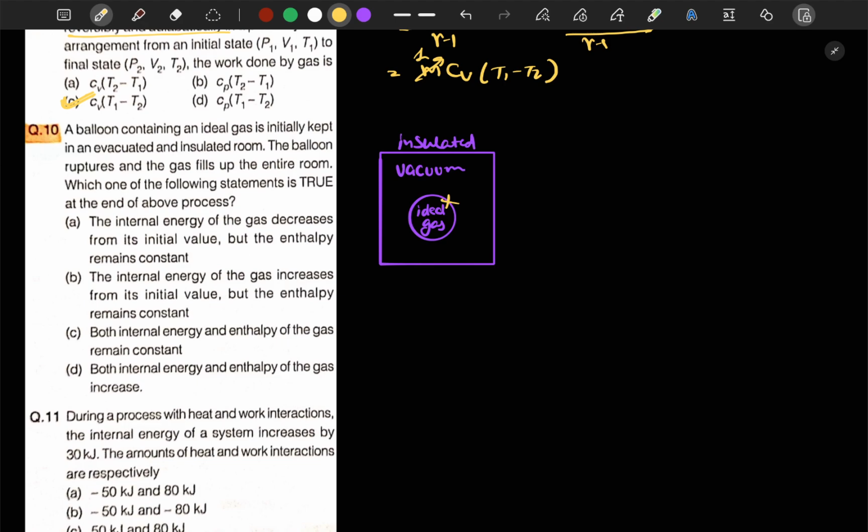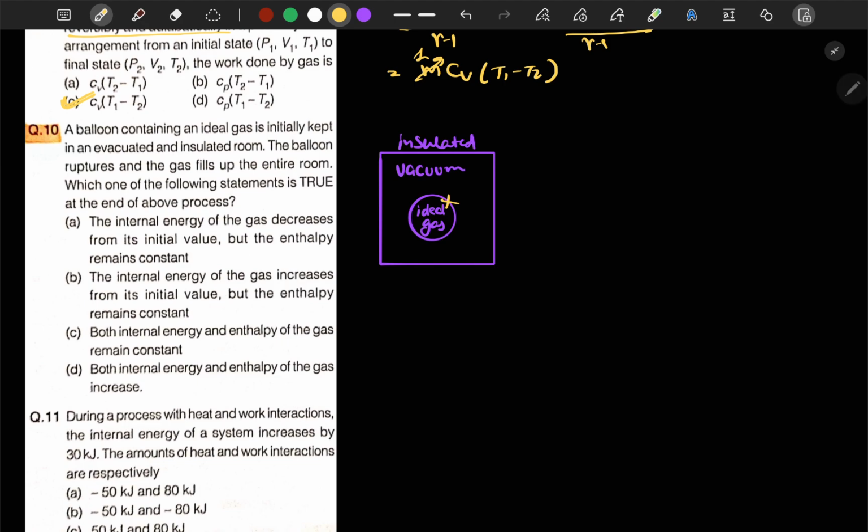So it is mentioned that a balloon containing the ideal gas is initially kept in an evacuated and insulated room. The balloon ruptures and the gas fills the entire room. Okay, so what we can say here, balloon ruptures, the pressure is reduced, but the volume is increasing. So in this question it is mentioned that the room is vacuumed and insulated, and the balloon ruptures.